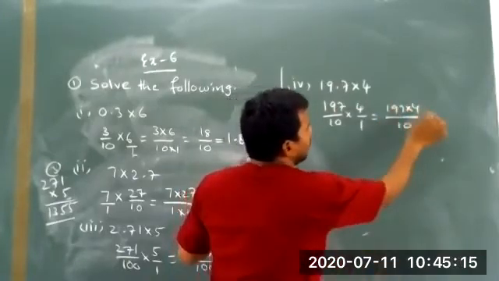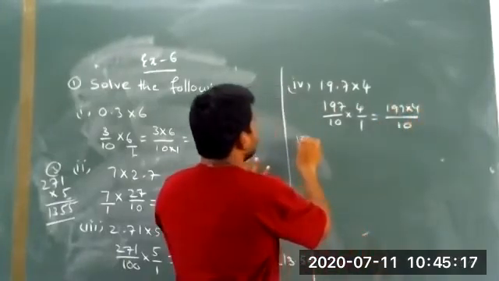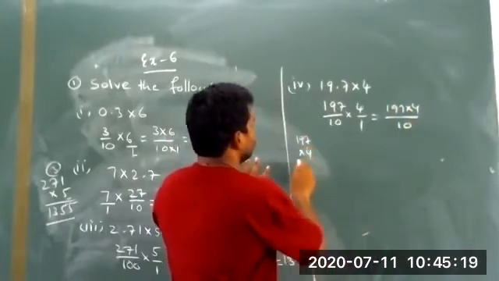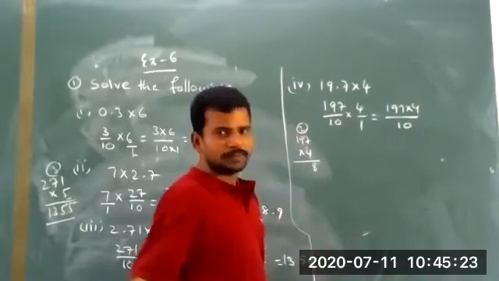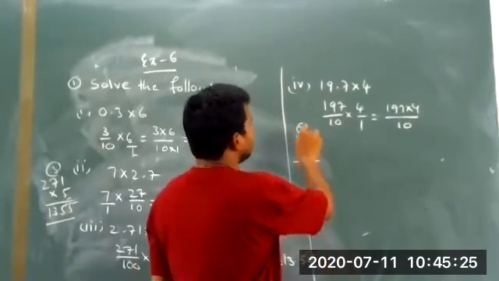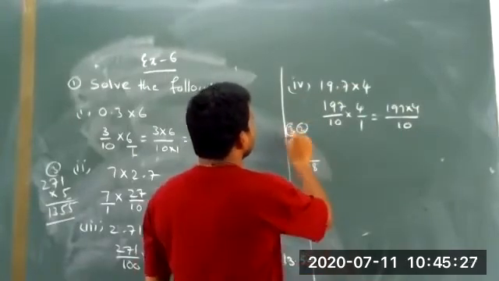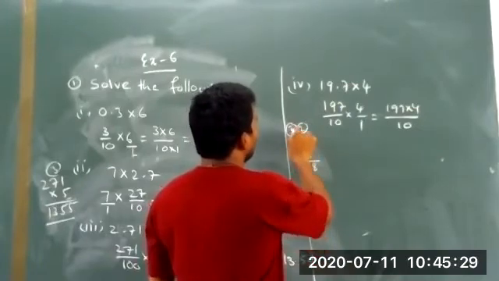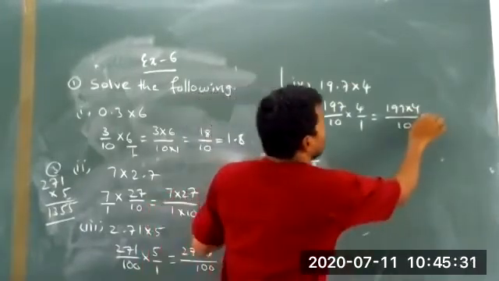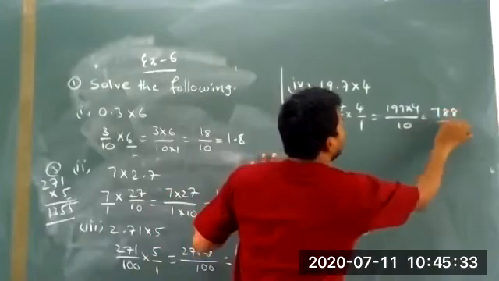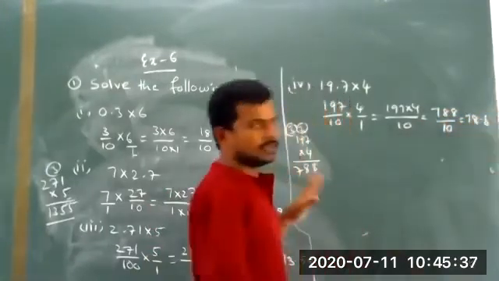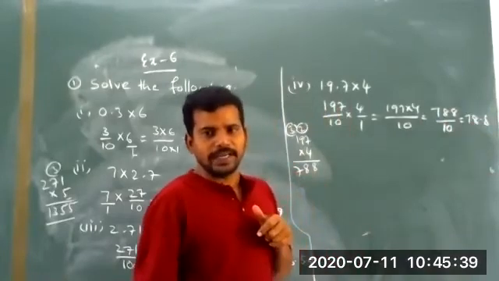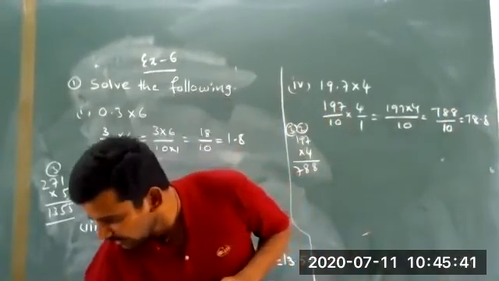So 197 fours are here. 4 sevens are 28, 2 carry. 4 nines are 36 plus 2, 38. 3 carry. 4 ones are 4 plus 3, 7. So 788 by 10 equals 78.8. This is the fourth one's answer.